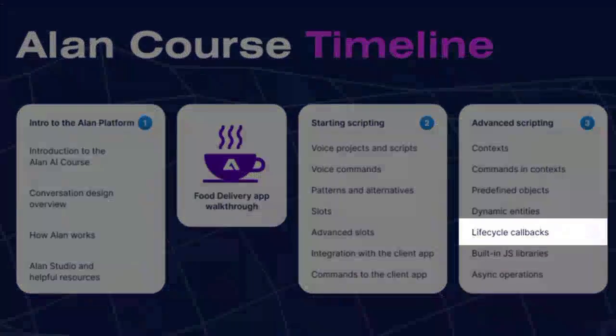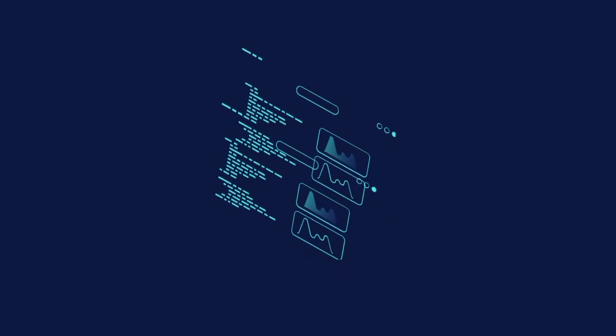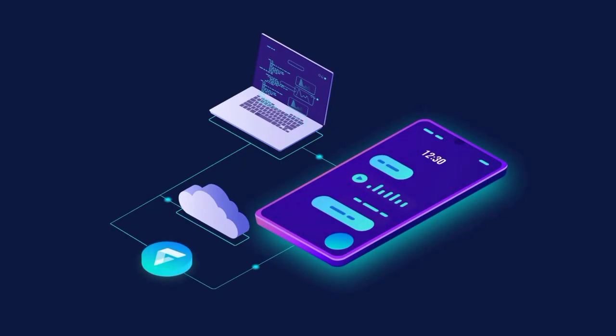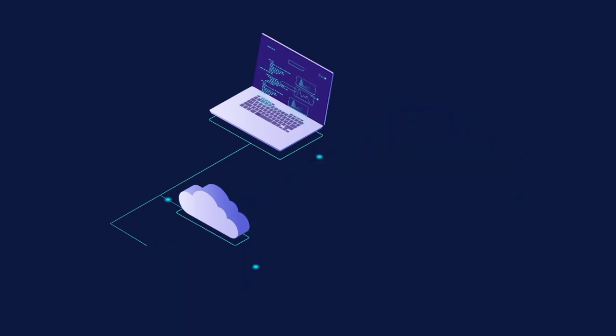In this video, we'll talk about Alan's predefined callbacks and how you can use them in your voice scripts. Every voice project transitions through several states. First, when you save your voice script in the Alan Studio, Alan creates a voice project in the cloud and builds a dialogue model for it. Next, as the user opens up an app and taps on the Alan button, Alan connects the project in the cloud and starts a voice session with the user. Once the dialogue is over and the user closes the app, Alan disconnects from the project.